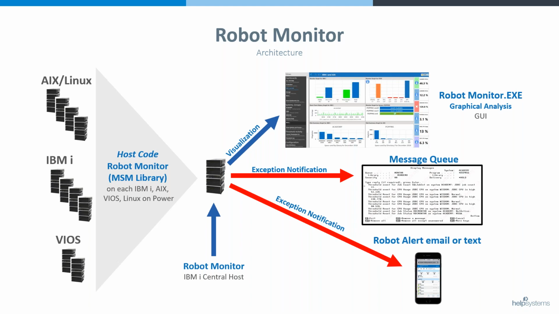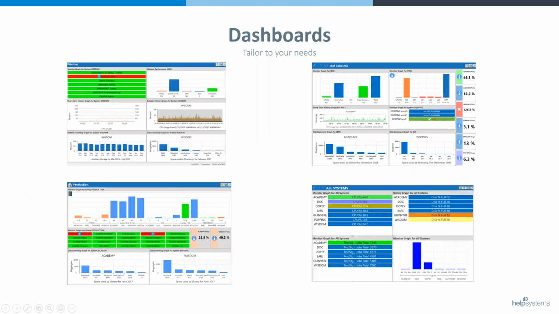As the data is collected and analyzed on the systems, we then compare it to thresholds that can send out notification to a message queue. We can send out notification directly to Robot Alert. We could send out an email or a text, et cetera.